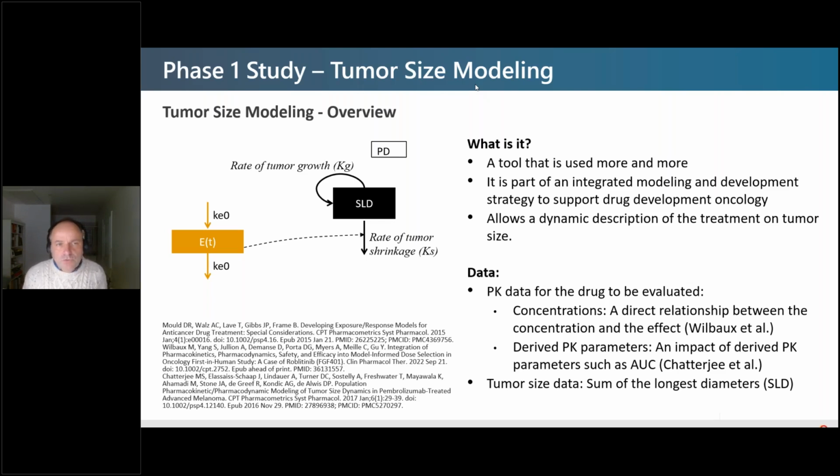Maybe to start with, I will give you a short overview of what tumor size modeling is about. Tumor size modeling relates the sum of the longest diameters, the tumor size, and describes mathematically the dynamic of the tumor size over time. This is described with two rate constants: a rate constant of tumor growth that we will call Kg, and a rate of tumor shrinkage that we will call Ks, which is dependent on the treatment effect. The treatment effect can be related to Kg or Ks depending on the concentrations or on derived PK parameters such as AUC, as we will see later.